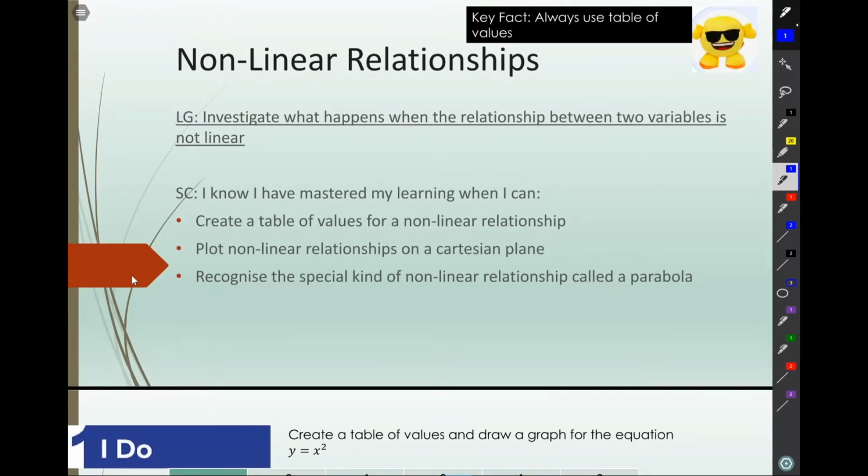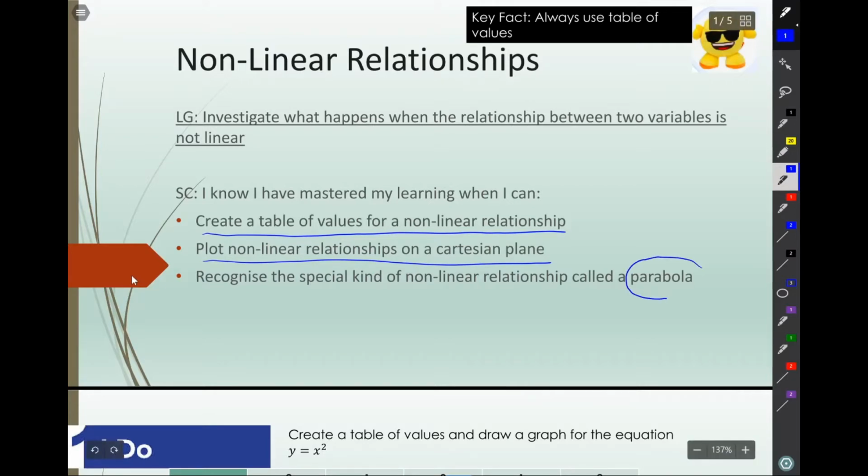Okay guys, we got one more lesson to do before we finish this unit, and it's called non-linear relationships. So we want to just introduce you guys to what happens when our relationship is not exactly a straight line. So all we're going to have to do is use a table of values and then plot these points on a Cartesian plane. And we're going to be particularly focused on a special kind of nonlinear relationship called a parabola. You may have heard that word before. We're going to see exactly what it means in a second.